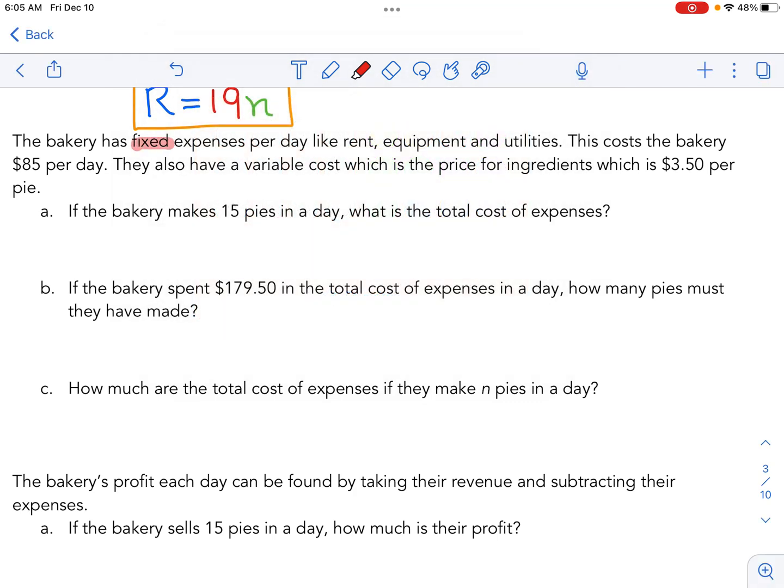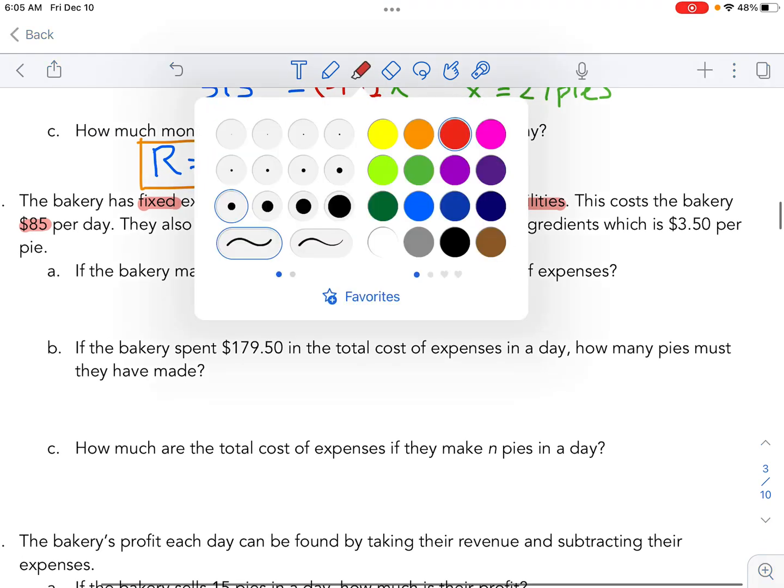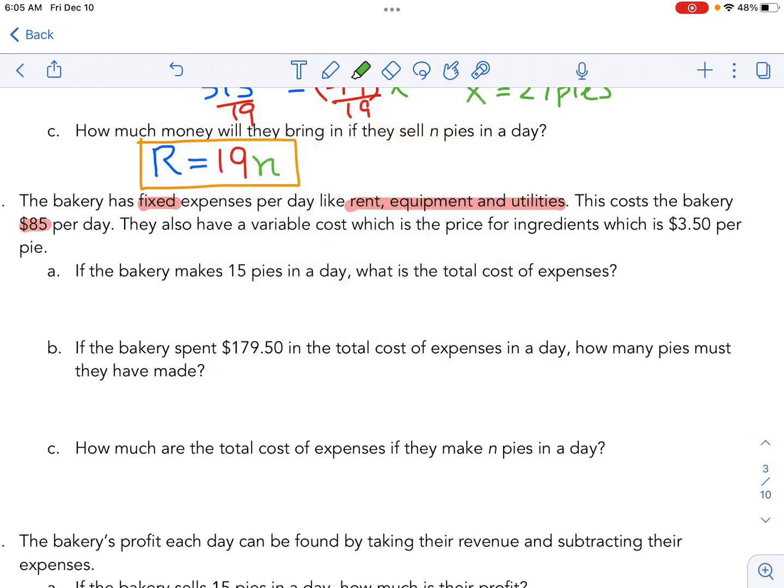So we have fixed expenses. Those are things like rent, equipment, utilities, right? Those don't really change on a day-to-day basis. And so that fixed number is $85 per day. And then they have this variable number. This variable number is for ingredients, right? If you sell a lot of pies, you pay a lot of money for ingredients because you're buying a lot of ingredients. And that's $3.50 per pie.